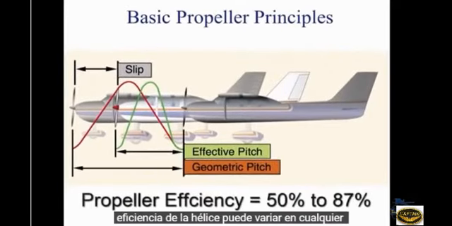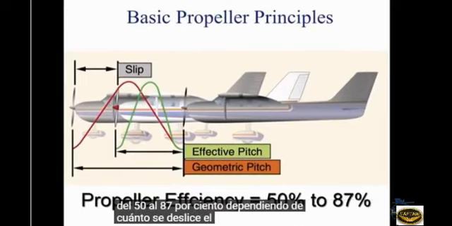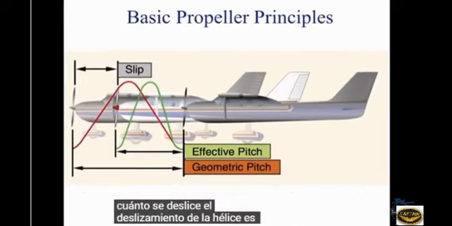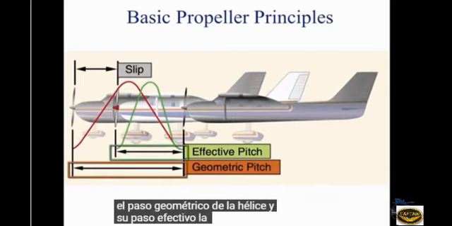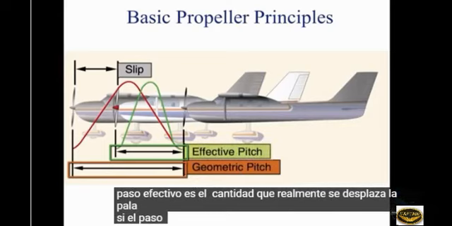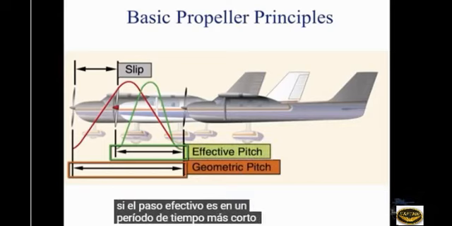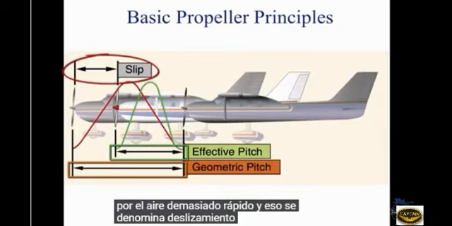Propeller efficiency can range anywhere from 50 to 87% depending on how much it slips. Propeller slip is the difference between the geometric pitch of the propeller and its effective pitch. The difference is, geometric pitch refers to the theoretical distance a blade should travel through the air, and the effective pitch is the amount the blade actually travels. If the effective pitch is in a shorter amount of time than the geometric pitch, the propeller travels through the air too quickly, and that is referred to as a slip.